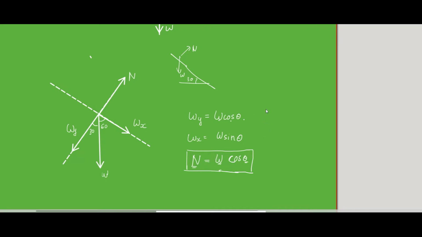How much? Exact value in decimals? We said no, we'll assume that M is going to be 10 and G is going to be 10 meters per second squared.